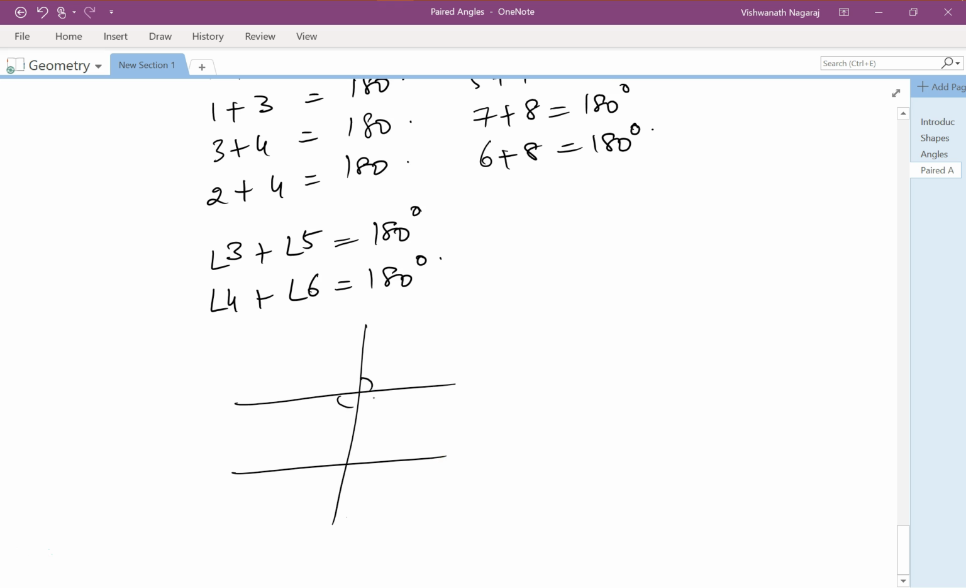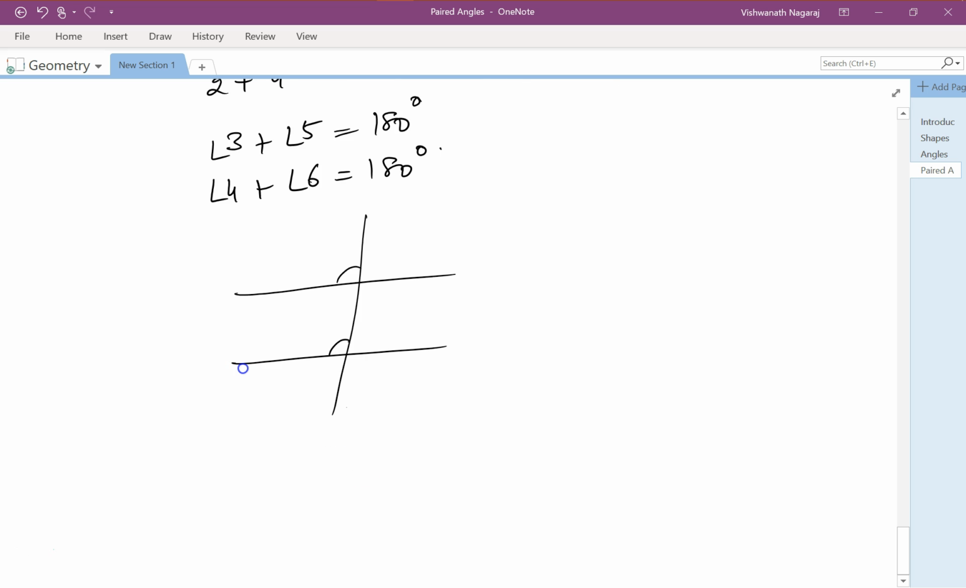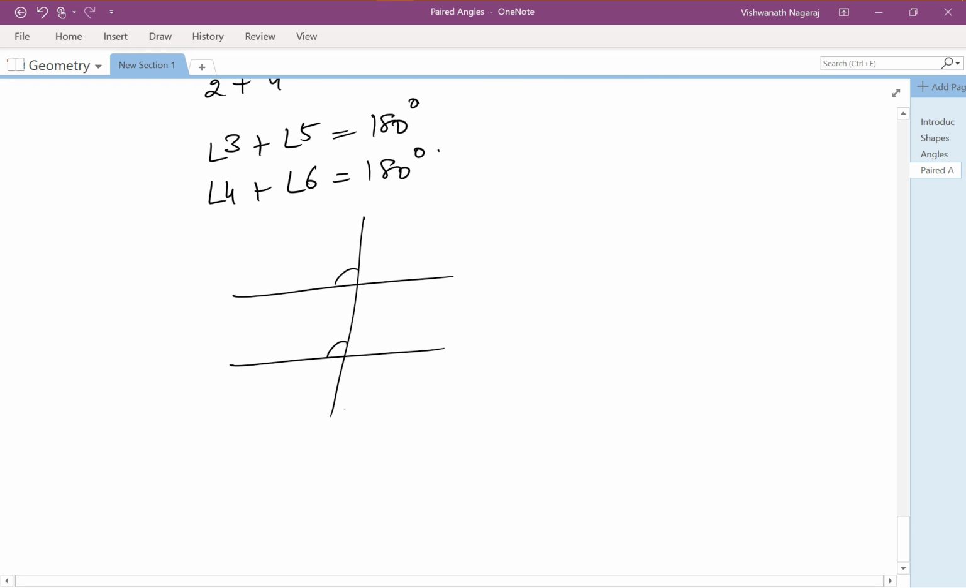What are these? Vertically opposite angles. What are these two angles? Vertically opposite angles. What are these? No, alternate interior angles. Okay, what are these? Interior angles on the same side. What are these? Alternate exterior angles. What are these? Corresponding angles.